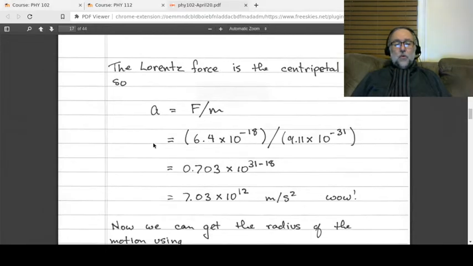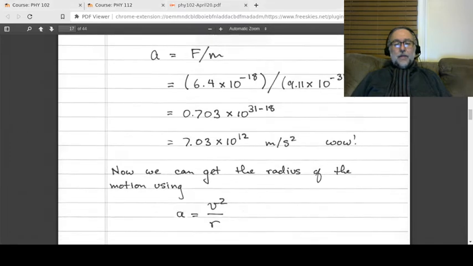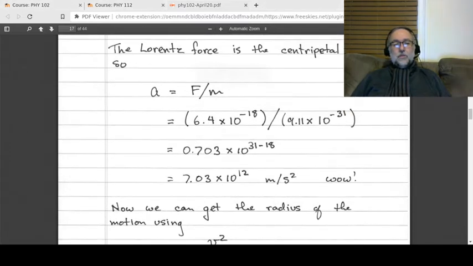All right, so if you work this out, the way I like to do these, just to show you, is I'll take 6.4 and divide it by 9.11, and that gives me 0.703 here. And then I'll take the 10 to the minus 18 and divide it by 10 to the minus 31. Well, 10 to the minus 18 divided by 10 to the minus 31 is minus 31, which is plus. So the exponent here is going to be 31 minus 18, or you get, basically working this out, 7.03 times 10 to the 12 meters per second squared.